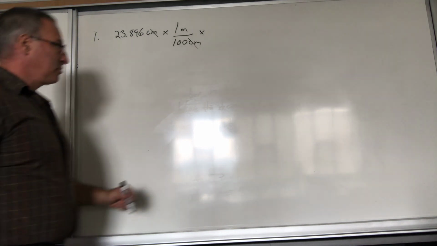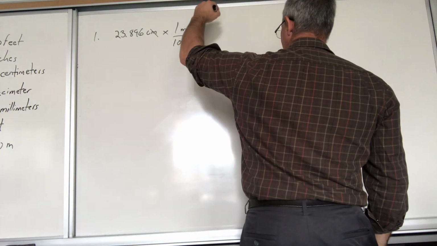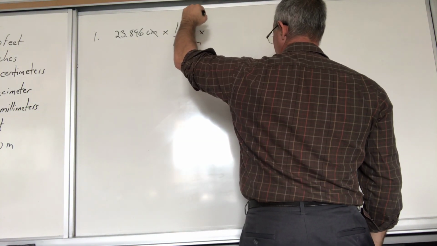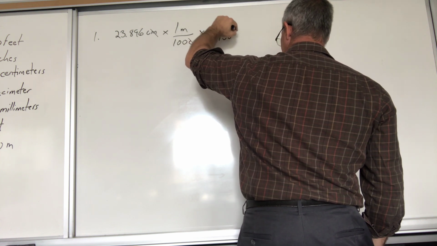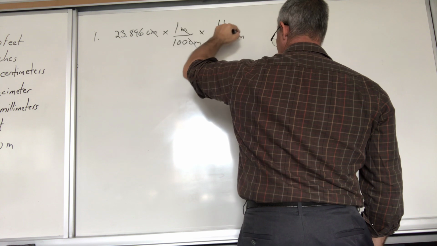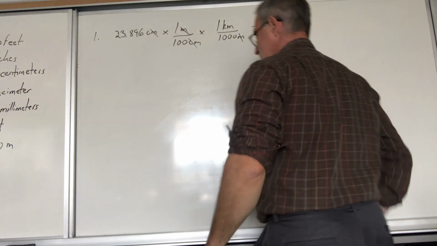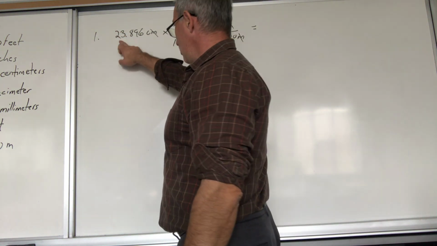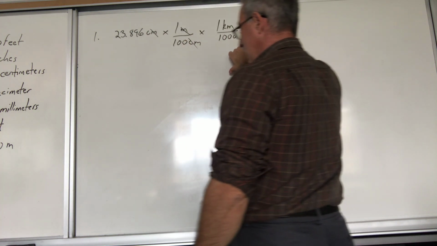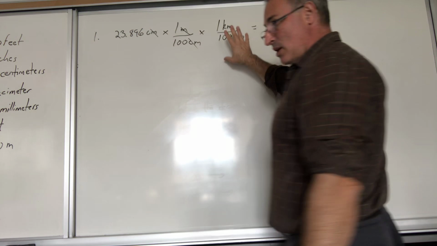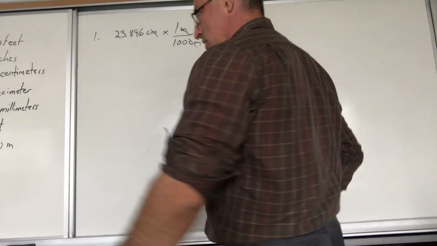So I got one more step. There's 1 kilometer per 1,000 meters. So that allows me to cancel meters. So your final answer is 23.896 divided by 100 divided by 1,000. You know what? I'm going to do this one without using my calculator. I'll just do it using exponents.